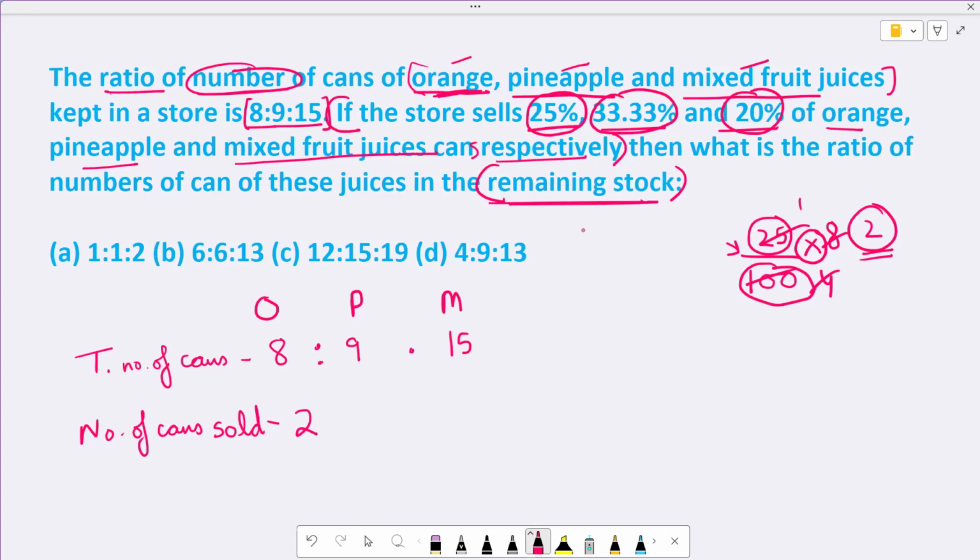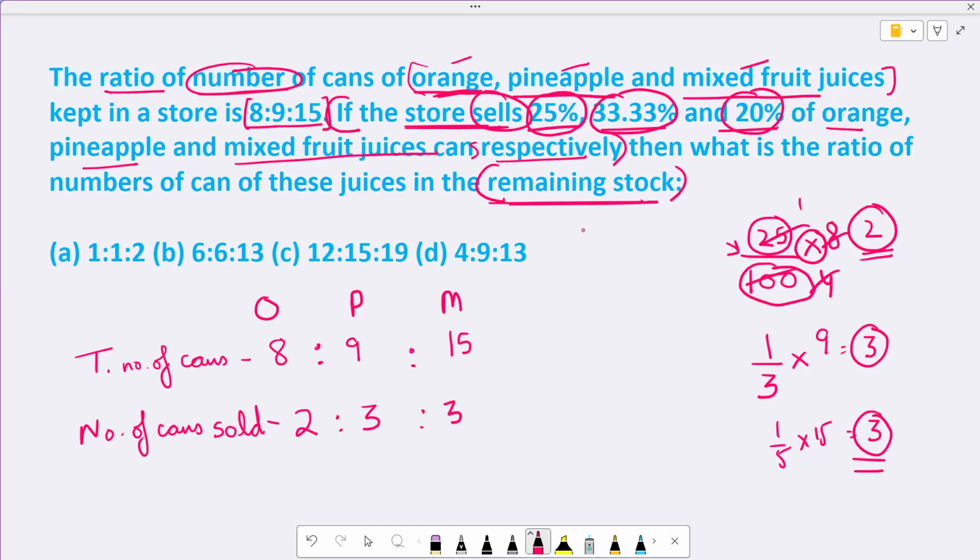Then respectively, if we move on to the pineapple, 33.33% is nothing but 1/3. We are aware of it. Multiplied by 9, we'll directly write here 3. So 3 cans are sold, because here it is written that the store sells. Then for 15, we have 20% of 15, which will be 1/5 of 15, which will again be equal to 3. So we'll write here 3 cans.